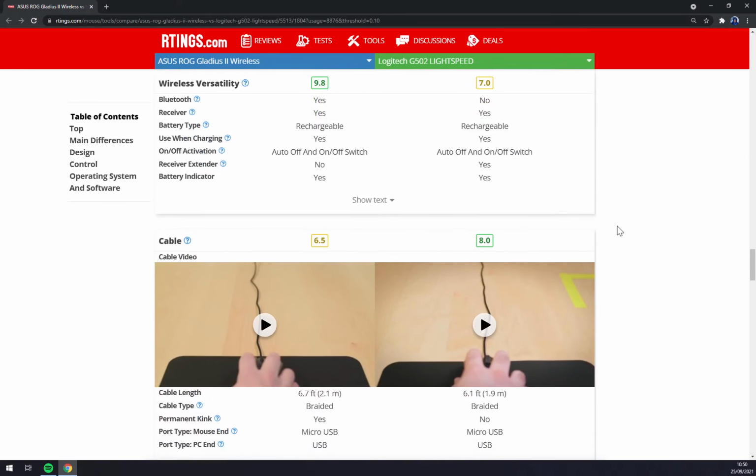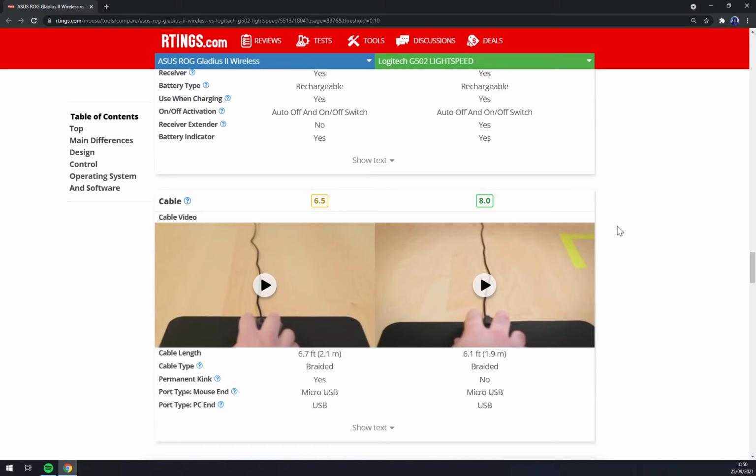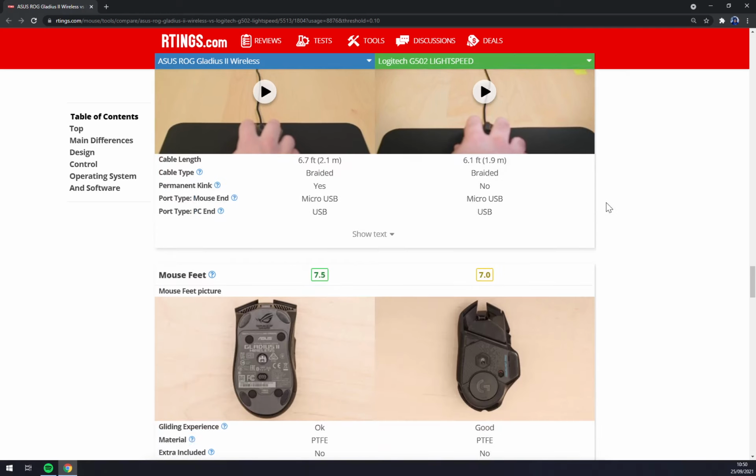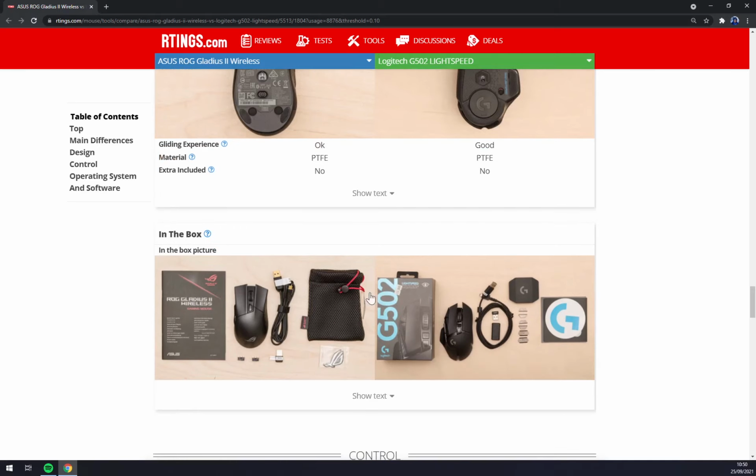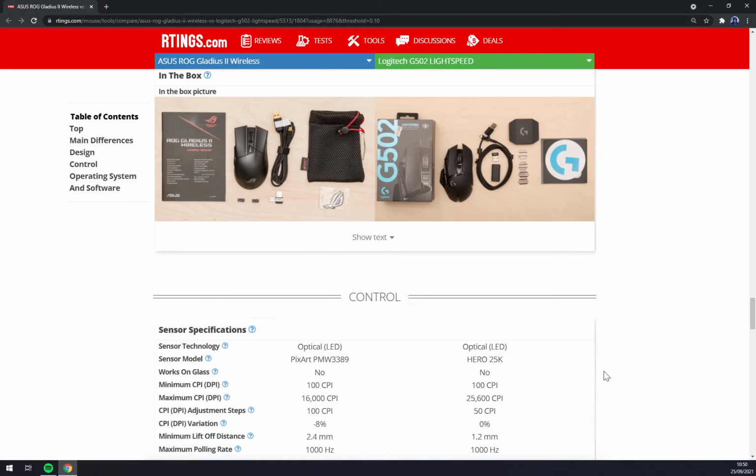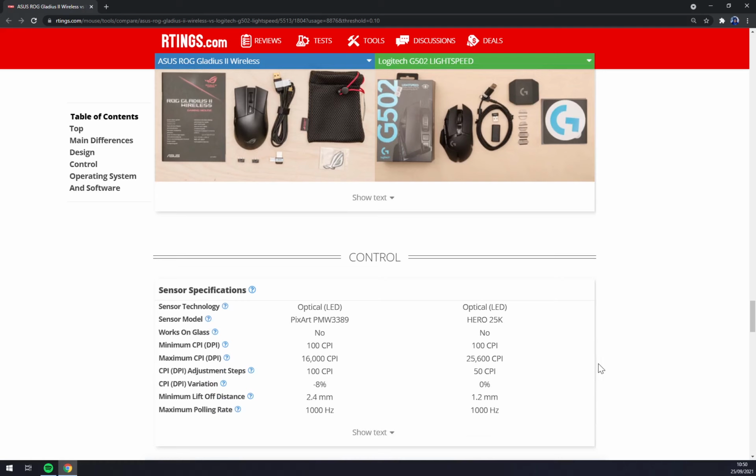Both of them are rechargeable, and if you need to play a game, or play any kind of game, and also charge the mouse, you have a braided cable to help you with that. In the package, you get extra weight for the G502, so even though the mouse is heavy, you can make it even heavier how you need it.